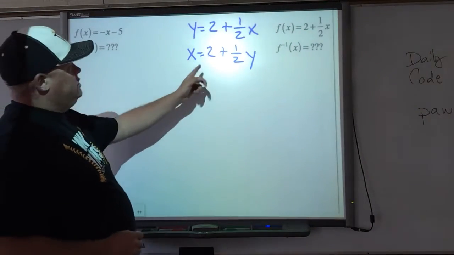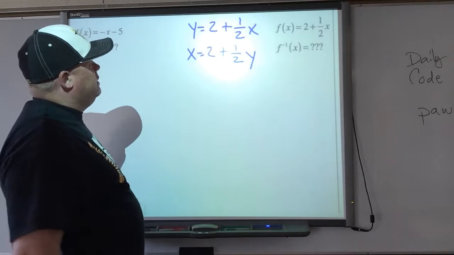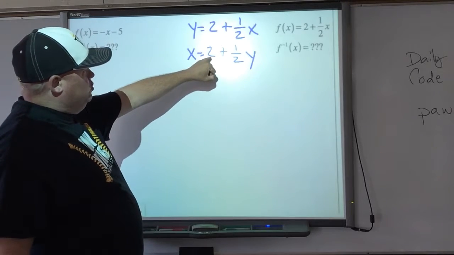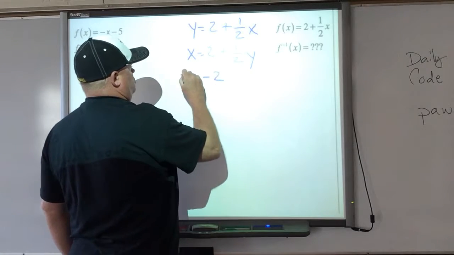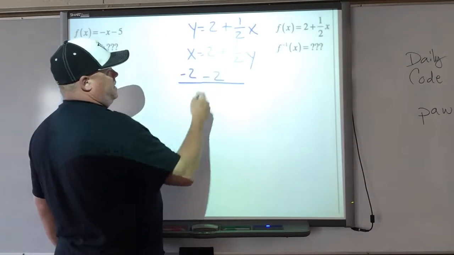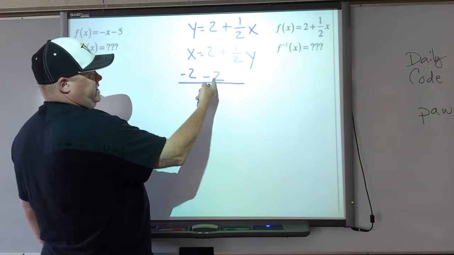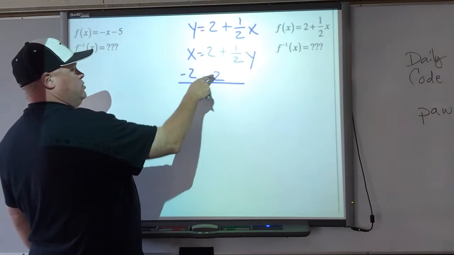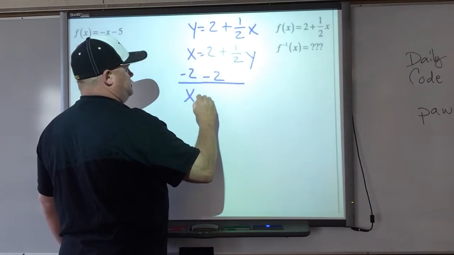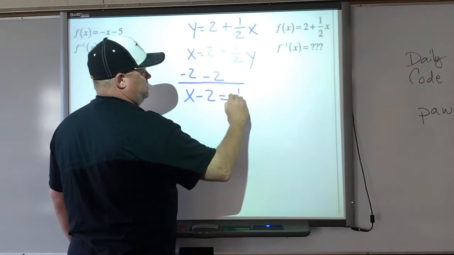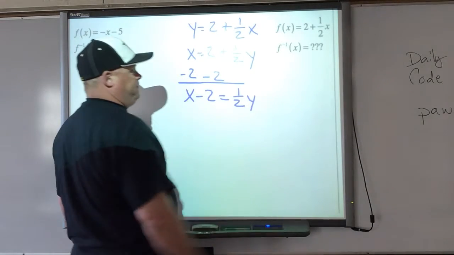Well, I see x equals 2 plus 1/2 y. I want to go ahead and move this 2 to the other side. So this becomes negative 2, because 2 is positive, the opposite of positive is negative. Subtract it. What I do to one side of the equation, I must do to the other. This becomes x minus 2 equals 1/2 y.